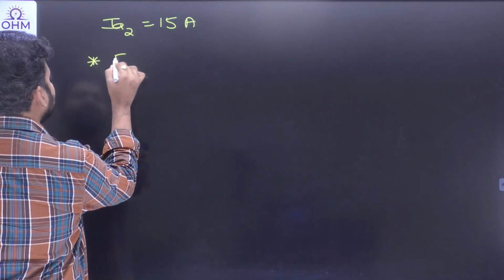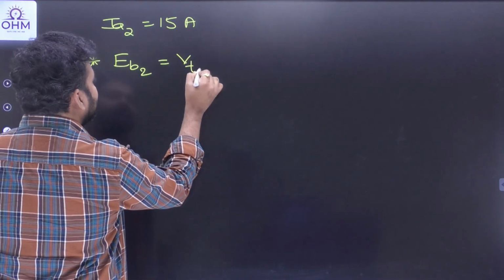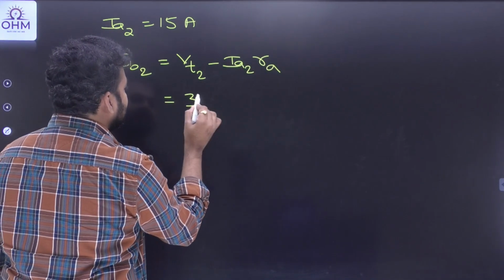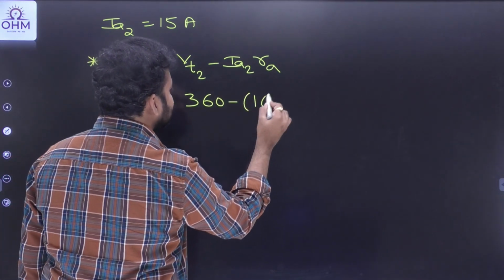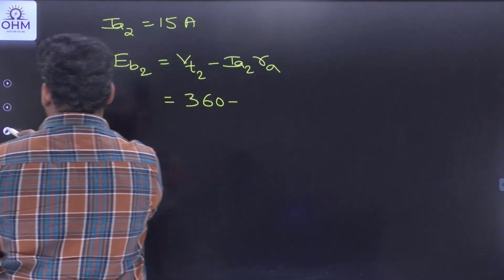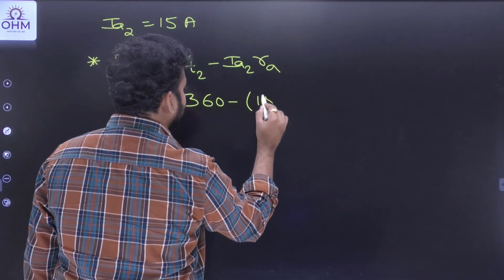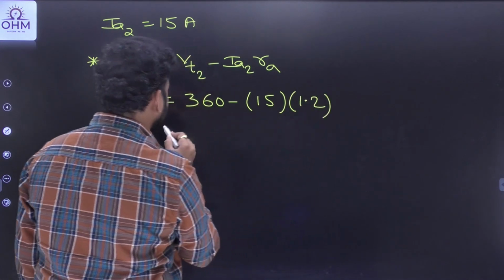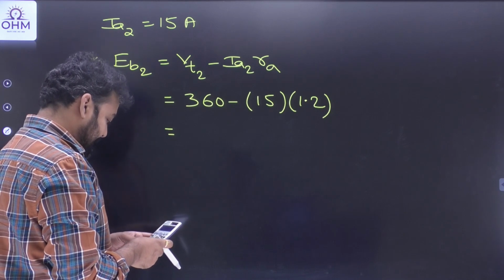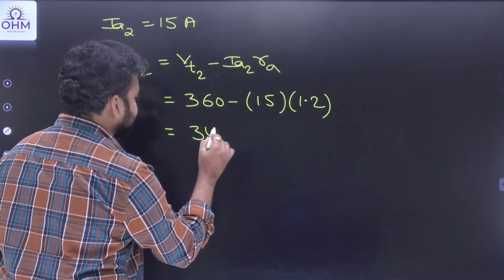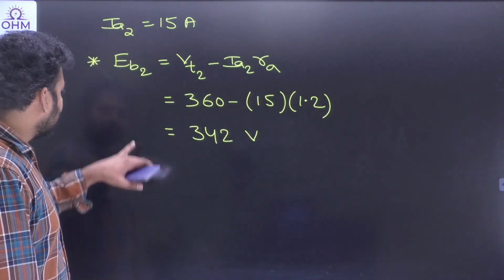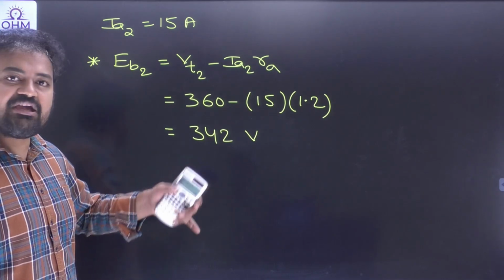Therefore, you can find out new back EMF. What is the formula for new back EMF? Vt minus Ia into Ra. What is the new terminal voltage, guys? 360. Armature current 15. Armature current does not modify. 15. Armature resistance 1.2. So you can find out the new back EMF. Yes, 342. So this is going to be the new back EMF of the motor. So now I have old back EMF and a new back EMF. I can find out the speed.